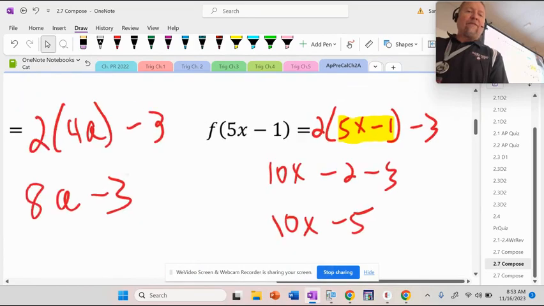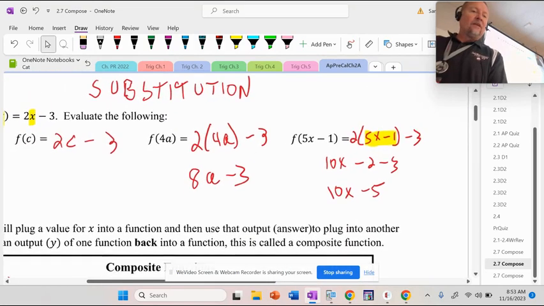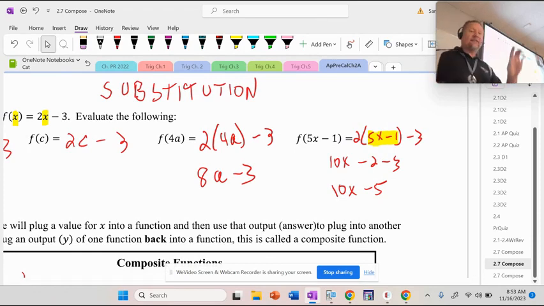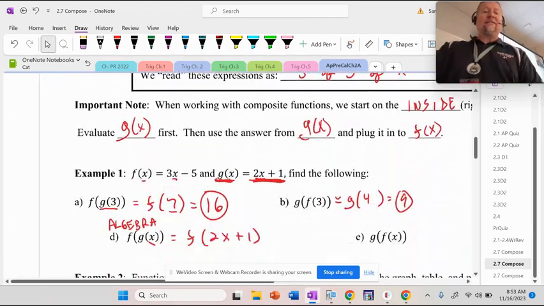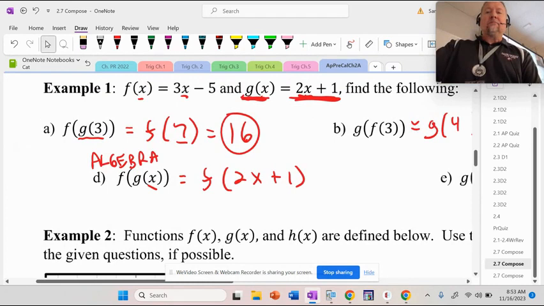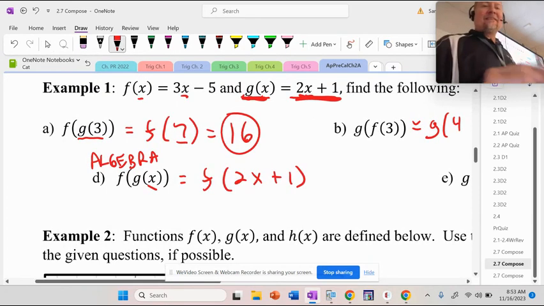What was f of 5x minus 1? Replace that x with a 5x minus 1 and then simplify. That's what I said the hardest part of this lesson is. And it is not hard, actually. All right. Mr. Bean never says that. All right.